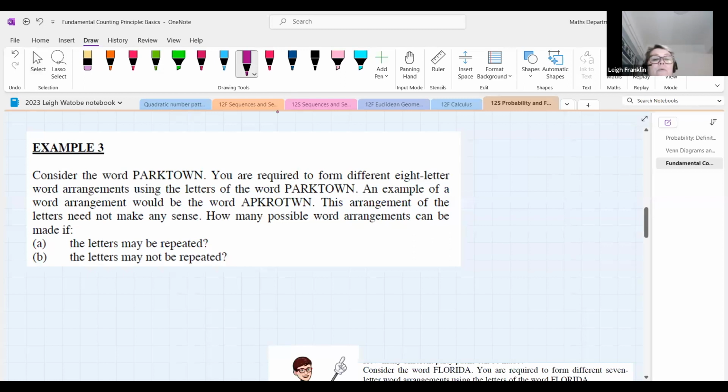Does anybody know how many different possible word arrangements can be made if the letters are allowed to be repeated? What would we do? Does anybody know? Okay, thank you for DMing me. So one person has sent me what they think we'd do. What about everybody else?